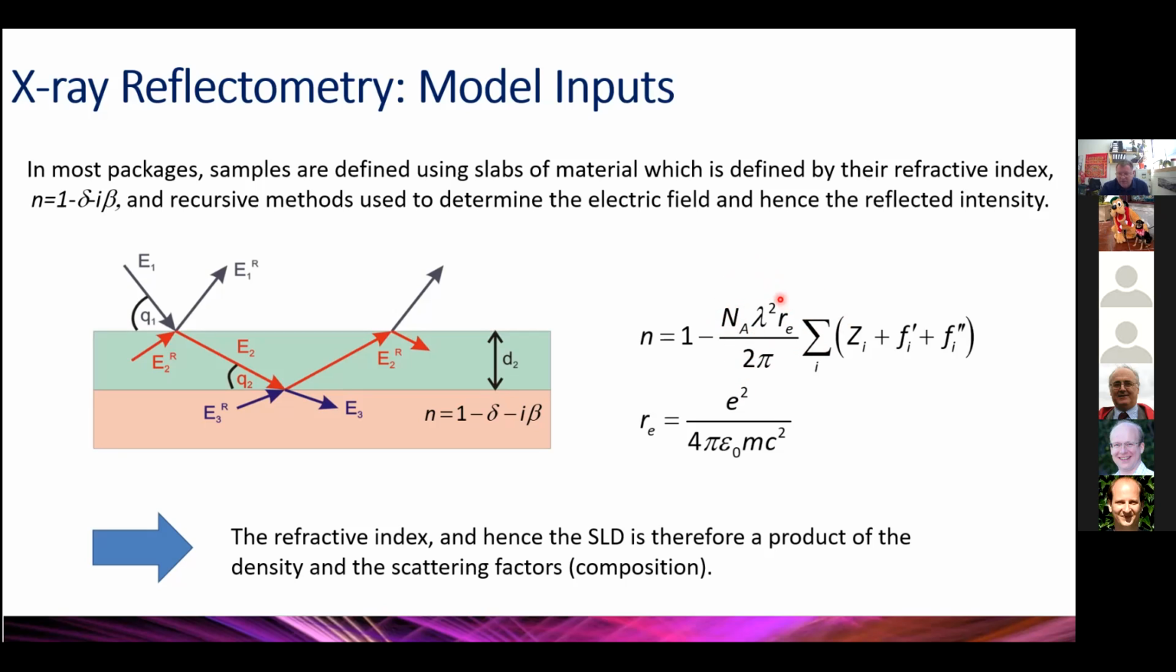So this is the number of scatterers, and this is the scattering strength. So this is the scattering factor. So this is the composition side, and this is the physical density side. And of course, those two are multiplied together. So you can never really separate those from a single measurement. And if separating out the density and the composition is important, then actually you can't do that from a single X-ray or neutron reflectivity curve.